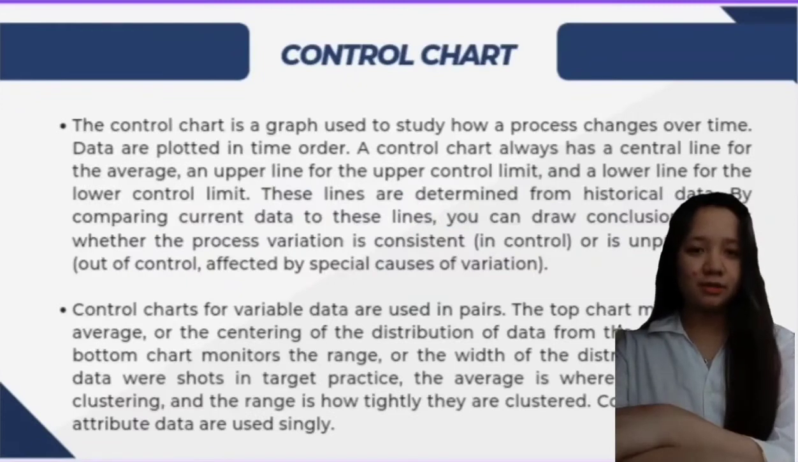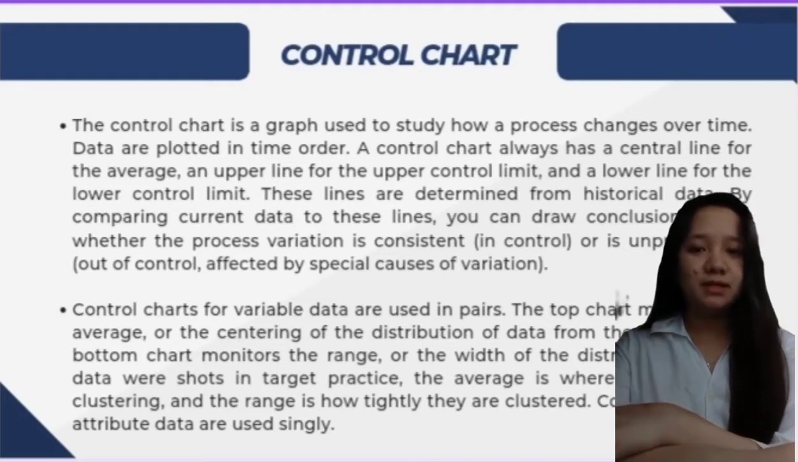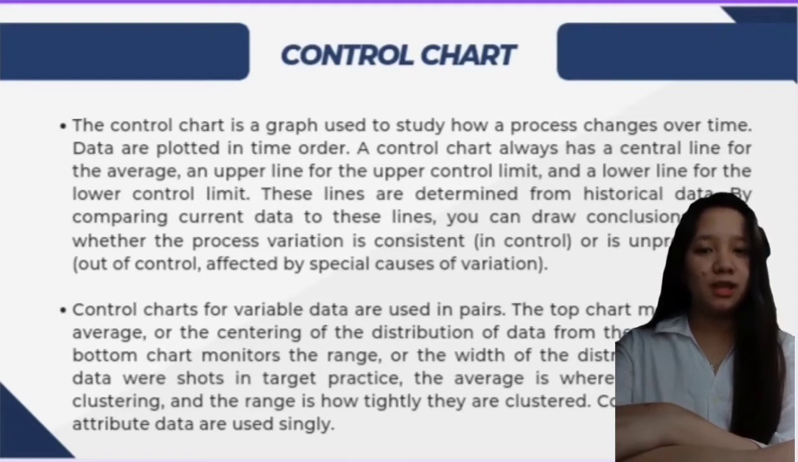The control chart is a graph used to study how a process changes over time. Data are plotted in time order. A control chart always has a center line for the average, an upper line for the upper control limit, and a lower line for the lower control limit. These lines are determined from historical data. By comparing current data to these lines, you can draw conclusions about whether the process variation is consistent or is unpredictable.